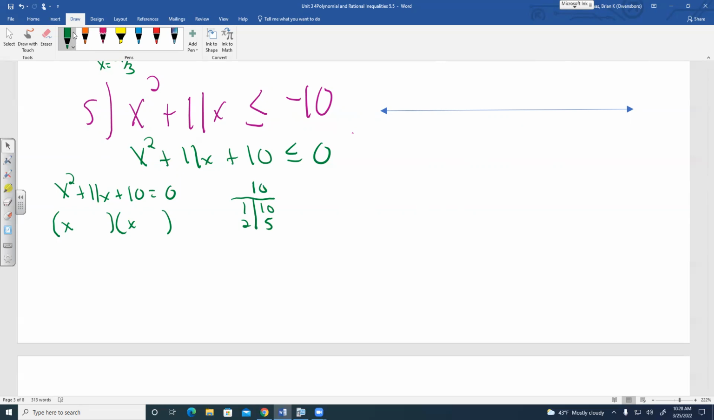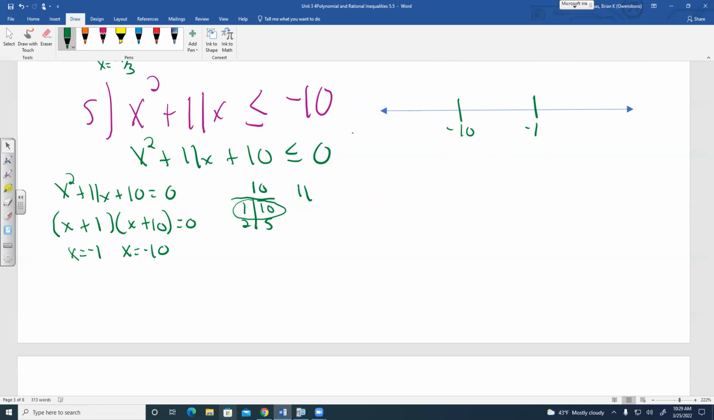The factors of 10 that give me the 11 would be the 1 and the 10. So 1 times 10 does give me 10, and 1 plus 10 gives me 11. So we have x plus 1 and x plus 10, and that's got to be equal to 0. We set each factor equal to 0. So this has got to turn into a -1, and this has got to turn into a -10 to make those 0, because -1 plus 1 is 0, and 0 times anything does give me 0. Over here, we need to plot our two zeros. Again, -10 is further left than -1.